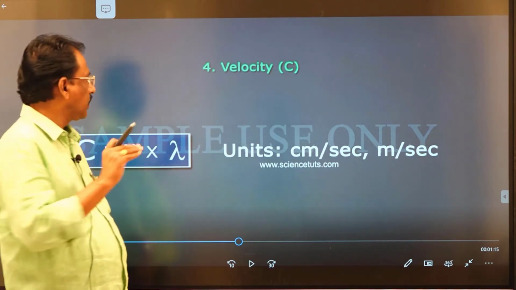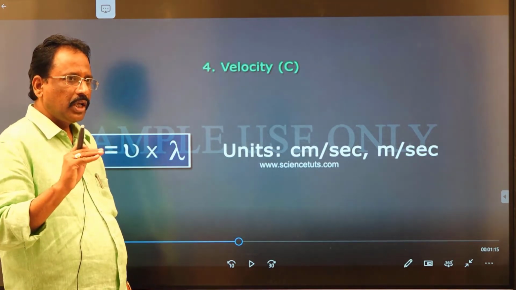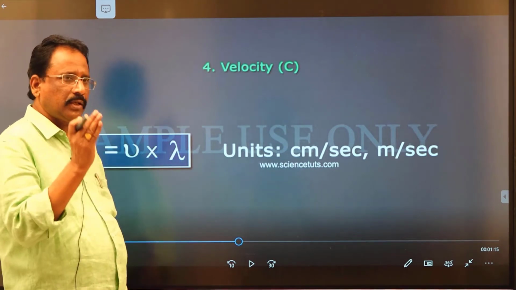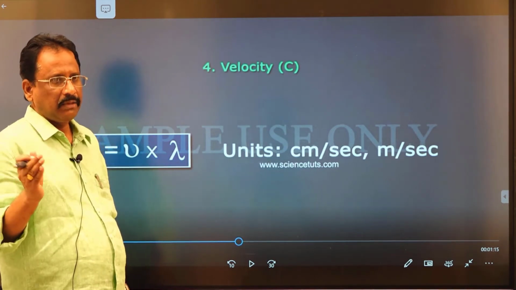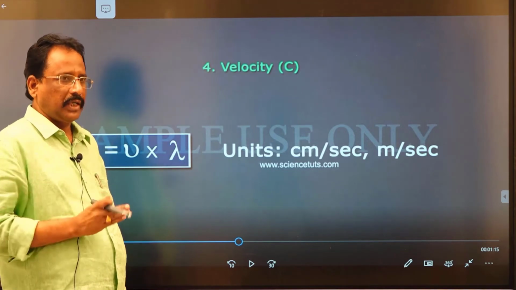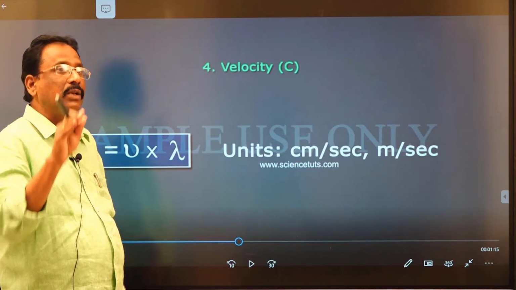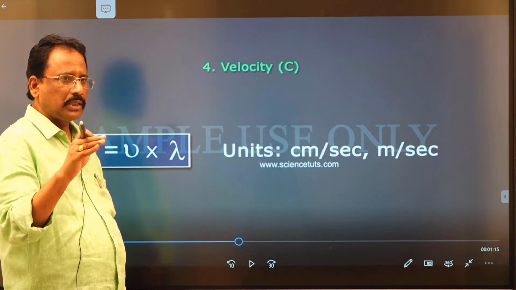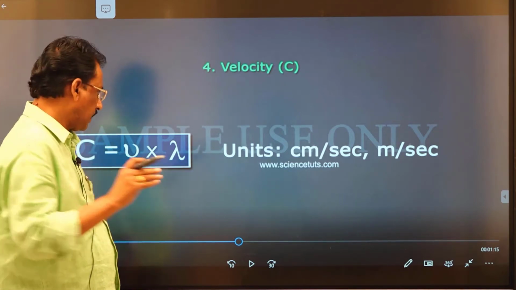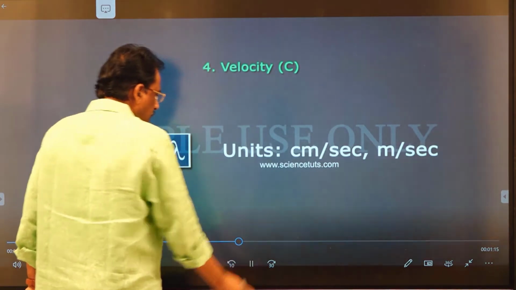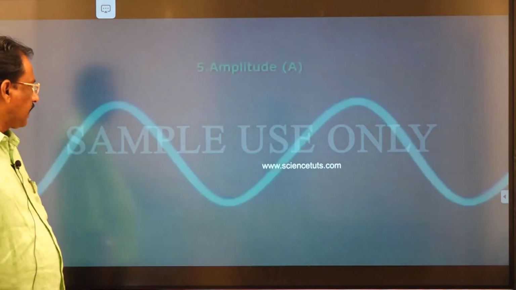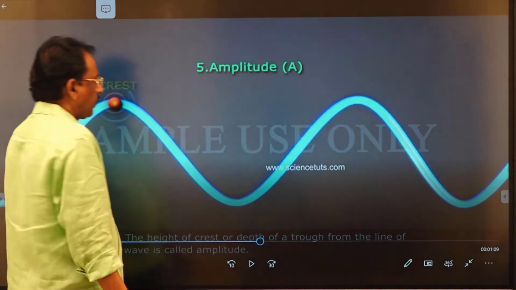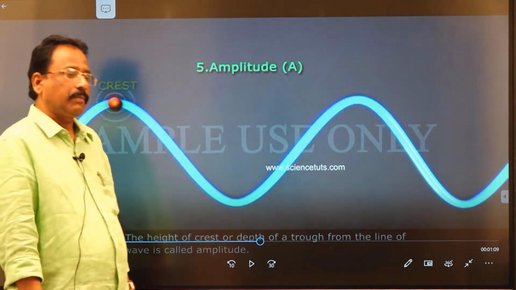Very important in this definition is, from radiation to radiation, wavelength and frequency of the radiation varies, but for any type of electromagnetic radiation in vacuum, the velocity of the light value remains constant. Its value is 3 into 10 power 10 centimeter per second or 3 into 10 power 8 meter per second.